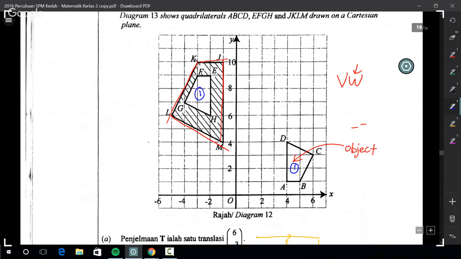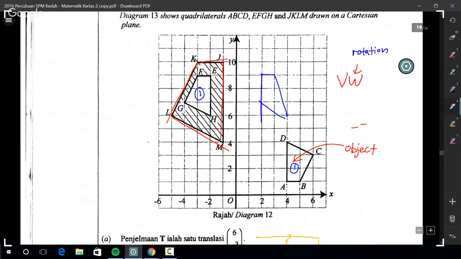Correct or not? So from here to here, you can see it's not possible to be a translation, because the shape actually changed already. I mean it already rotated. So if I guess, I will guess rotation. Is reflection possible? No, it's not possible. Reflection should look something like this.